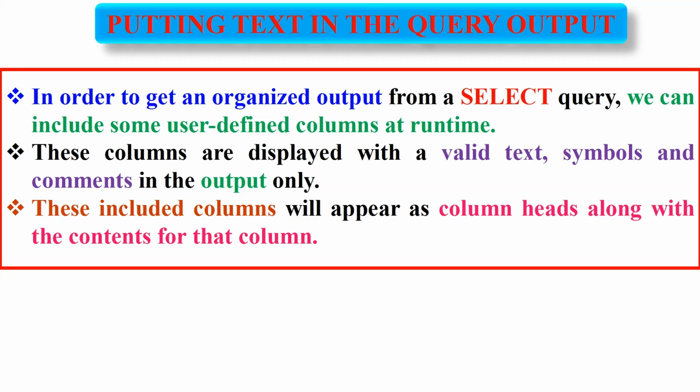Let's discuss how to put text in the query output. In order to get an organized output from a select query, we can include some user-defined columns at runtime. These columns are displayed with a valid text, symbols and comments in the output only. These included columns will appear as column heads along with the contents for that column.